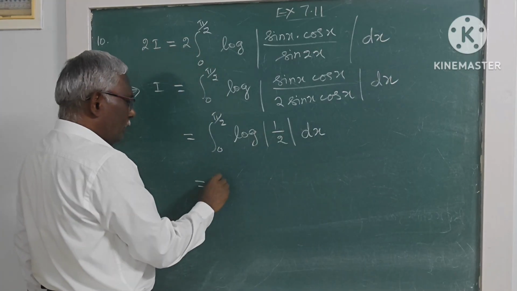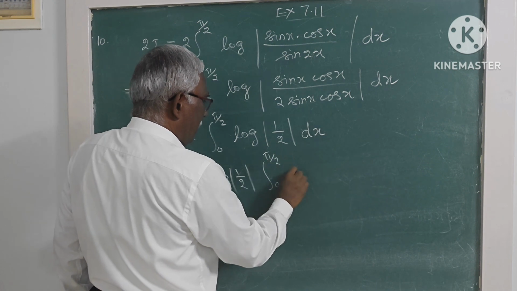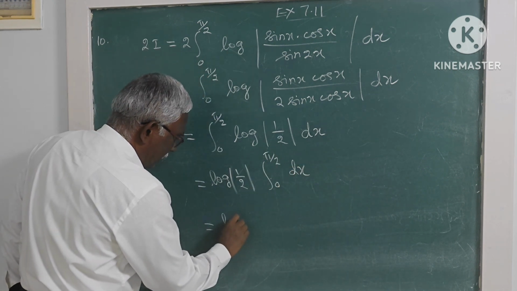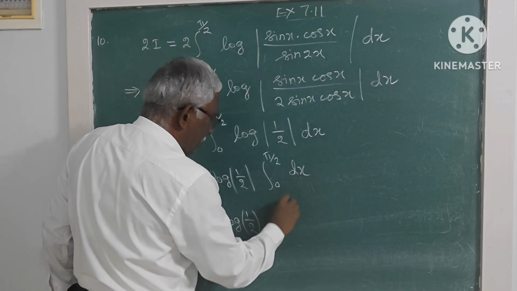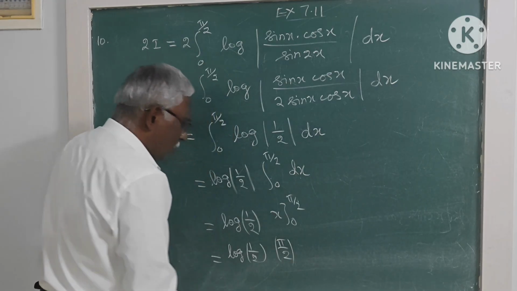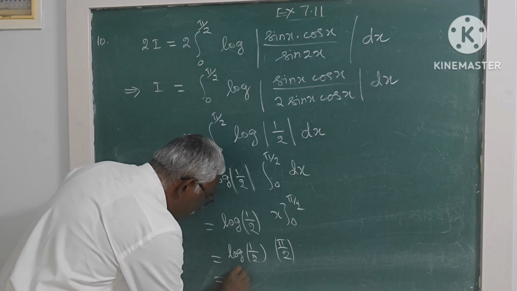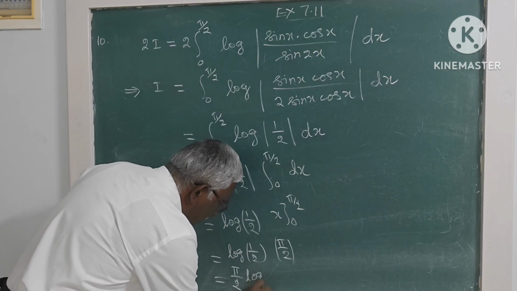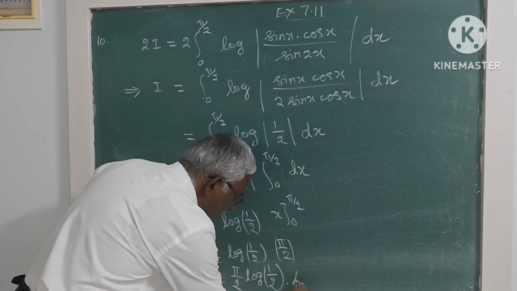So log 1 by 2 we will take outside, integral 0 to pi by 2 dx, again log of 1 by 2. This is x, pi by 2 only, so we can write this as pi by 2 log of 1 by 2. So this is the answer.